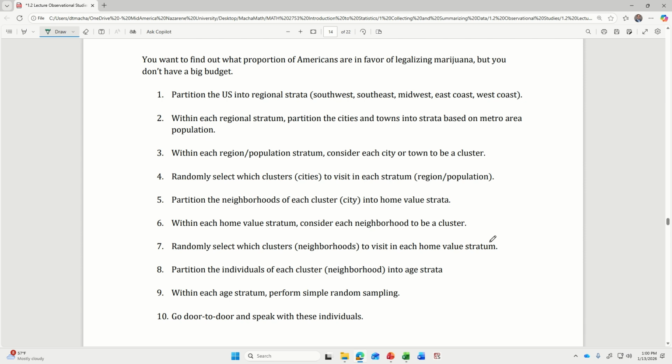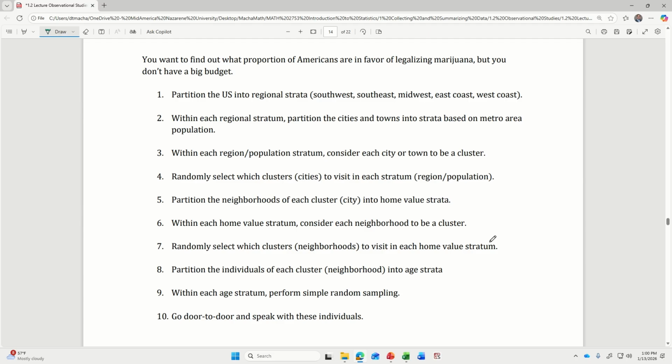Step number 3, within each region or population stratum, consider each city or town to be a cluster. Okay, so now we're doing a cluster layer. Randomly select which clusters to visit. Number 5, partition the neighborhoods of each city into home value strata. So maybe you could use a website like Zillow to figure out home values, and then you've got high home value, middle home value, low home value. You've got strata based on income or home value at least. Within each of these strata, consider each neighborhood to be a cluster. Randomly select which neighborhoods to visit.